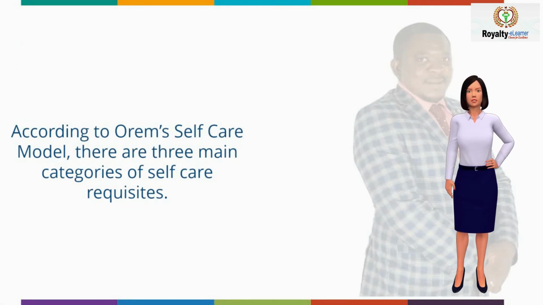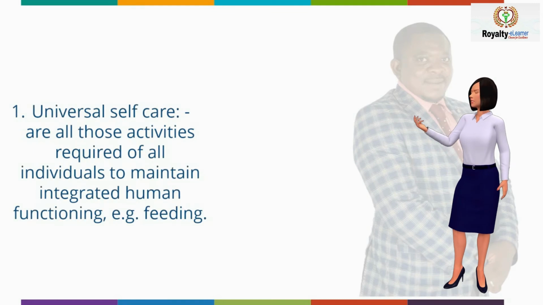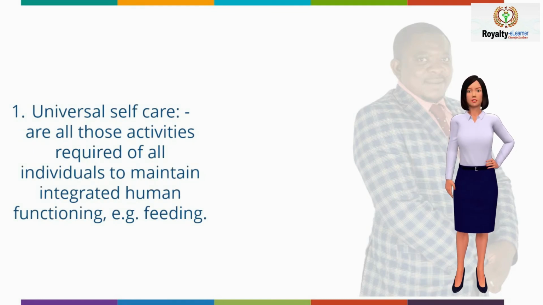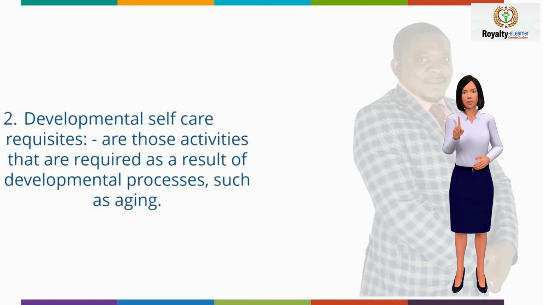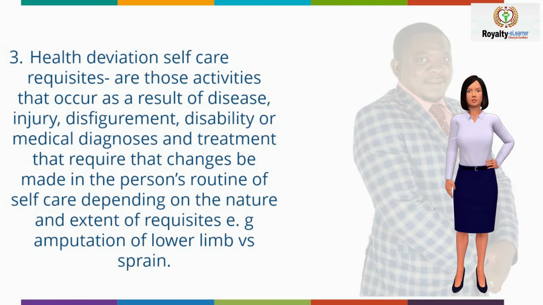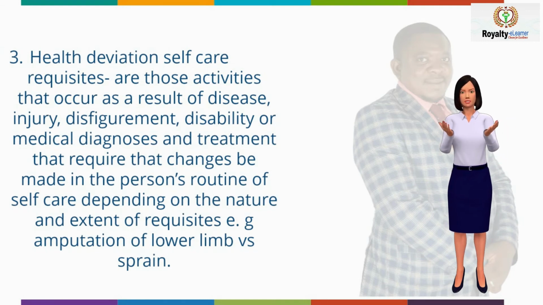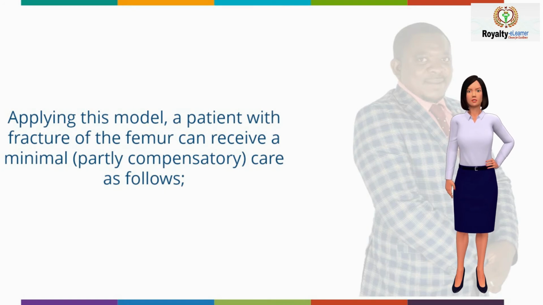Orem's self-care model. According to Orem's self-care model, there are 3 main categories of self-care requisites. 1. Universal self-care requisites are all those activities required of all individuals to maintain integrated human functioning, e.g. feeding. 2. Developmental self-care requisites are those activities that are required as a result of developmental processes, such as aging.